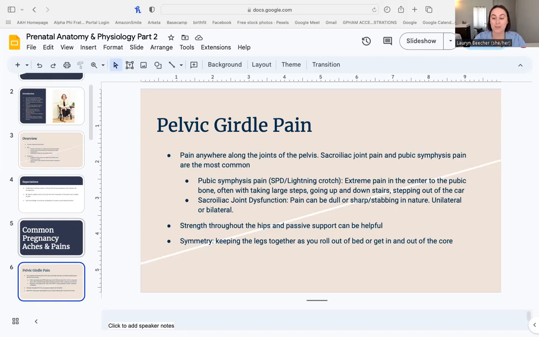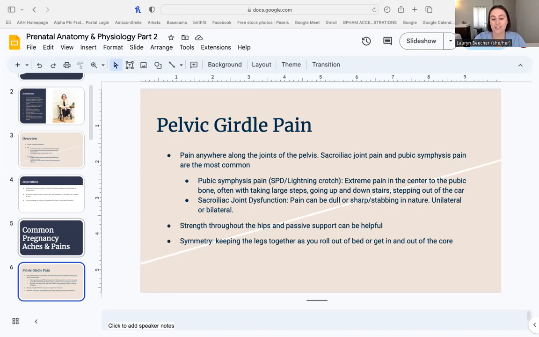So when we think about pelvic girdle pain, what we're really looking at is what's tense, what's tight, what's weak. How do we get things moving through a comfortable range? And then how do we build back that strength and support so that the muscles are doing the work of supporting the joints now that the ligaments can't do as much of that work?